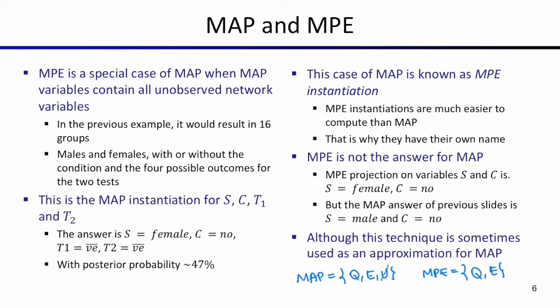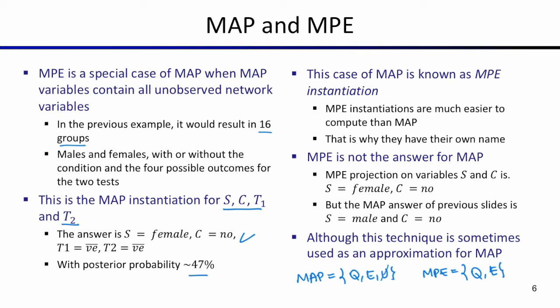In this case, that would have 16 groups instead of 4, because we have males and females that have or not have the condition, and they also have 4 possible outcomes for the 2 tests. So if we compute this MAP instantiation for this MPE query, the results are going to involve the 4 variables S, C, T1, and T2, not A, because A is evidence, and the answer is this one. It's going to be S equal to female, C equal no, and both tests will be negative. So this has the posterior probability of around 47%.